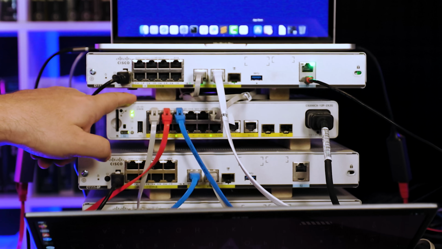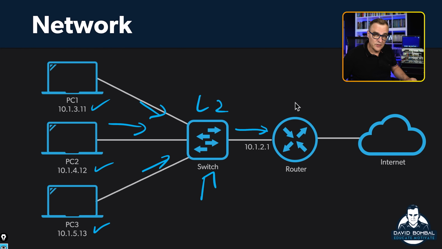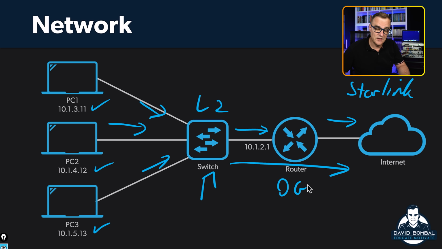This is a 9200CX switch, which is acting as a layer 2 switch. The switch in turn is connected to a router. Here's the router. This is their default gateway to get to the internet. I'm using Starlink in this example. So they should have internet connectivity via this router, which is acting as their default gateway.